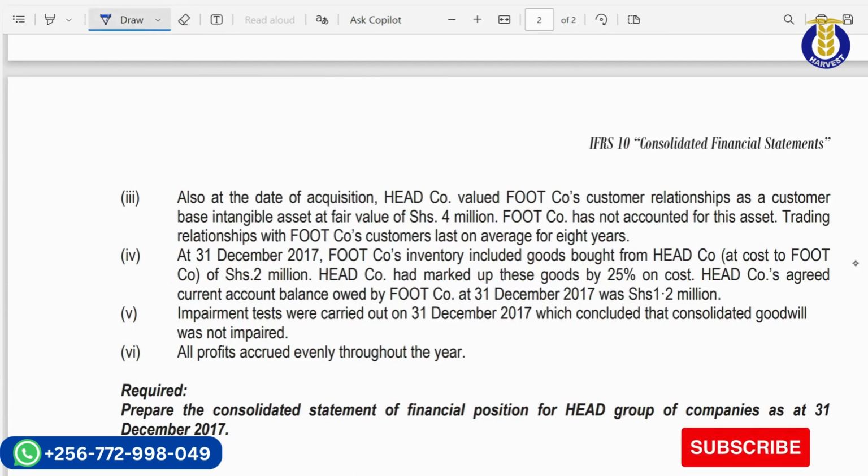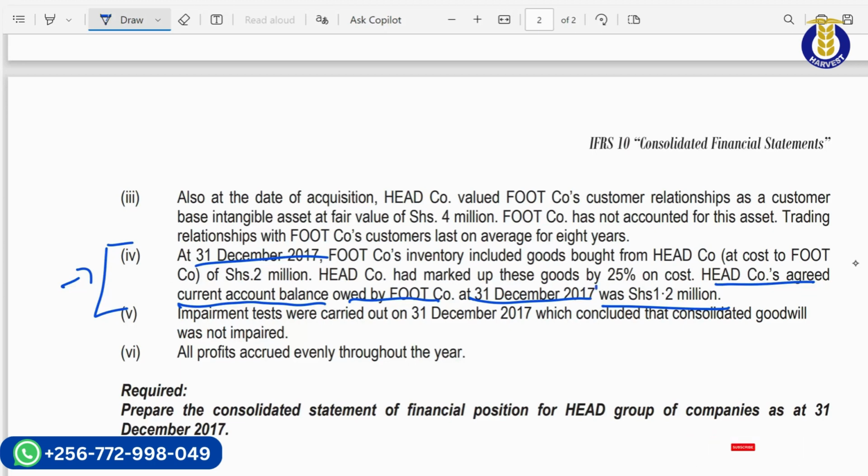For the purpose of this question, the intra-group receivables have been indicated in note Roman 4, where they are saying that head company's agreed current account balance owed by food company at 31st of December 2017 was 1.2 million. So what does this one mean? It means that following the transaction on 31st of December, where food company purchased from head company, food company appears in the books of head company as a receivable. Food company has not yet settled its invoice of 1.2 million. This is an outright trade receivable intra-group. According to the consolidation procedures under IFRS 10, such a transaction must be eliminated in full.